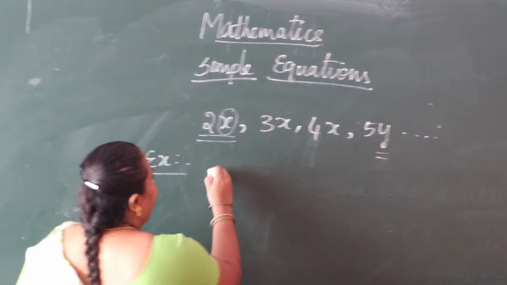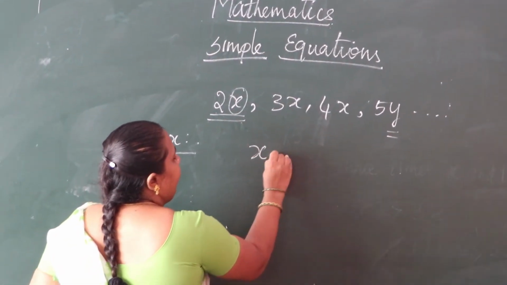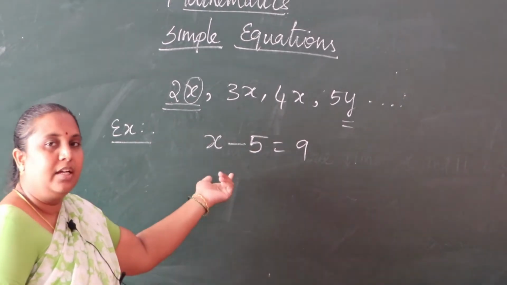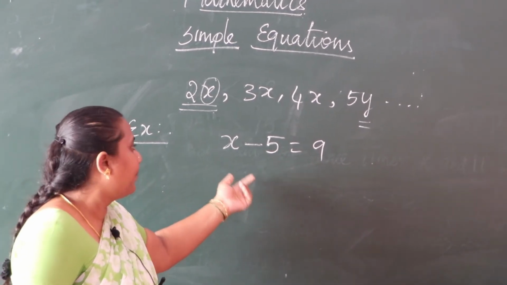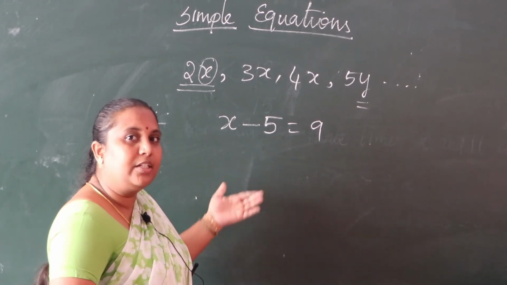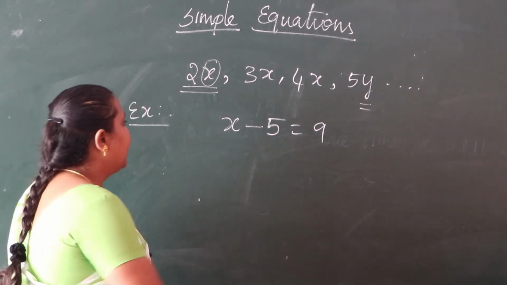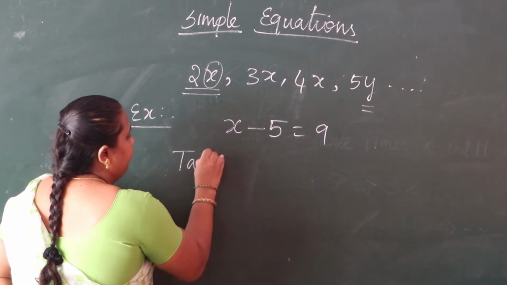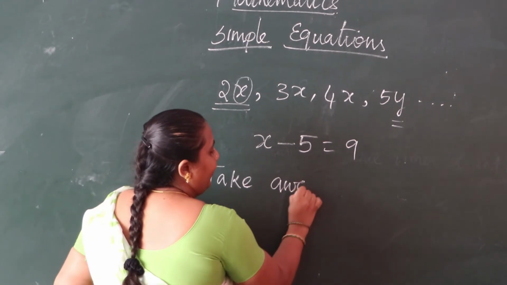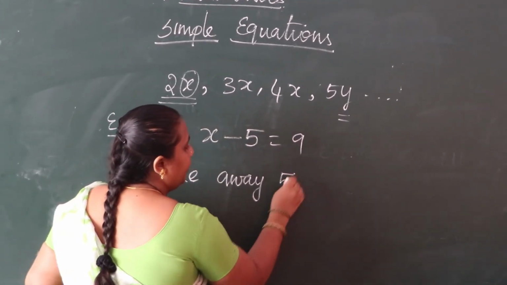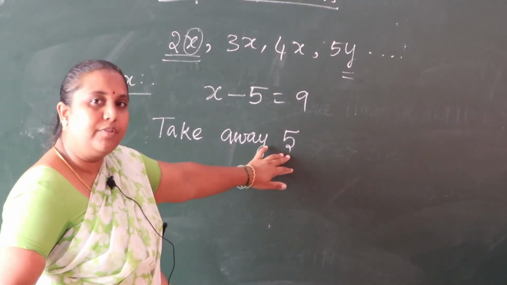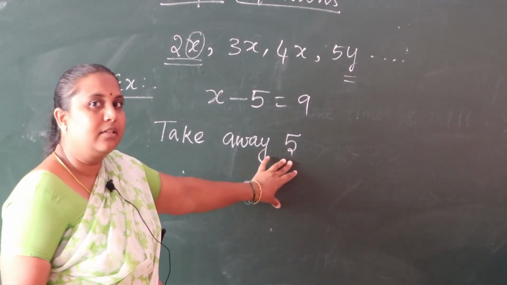We'll take one example: x minus 5 equals 9. This is the equation given to us. We should write this equation into statement form, that is, take away 5. If you write the number or the word 5, both are correct.